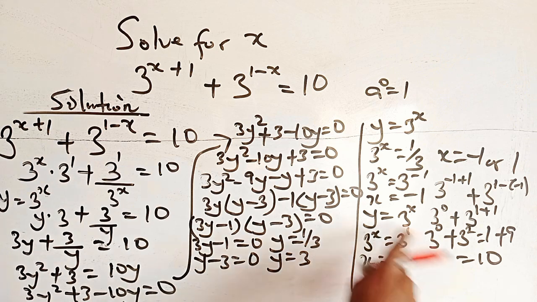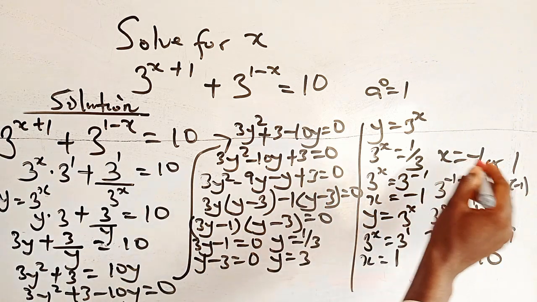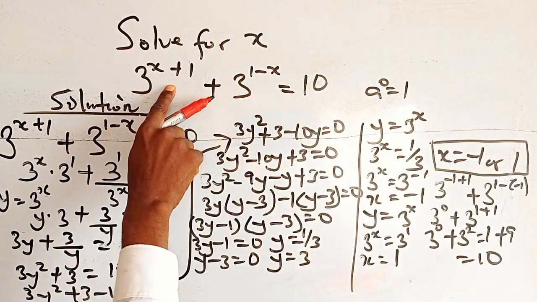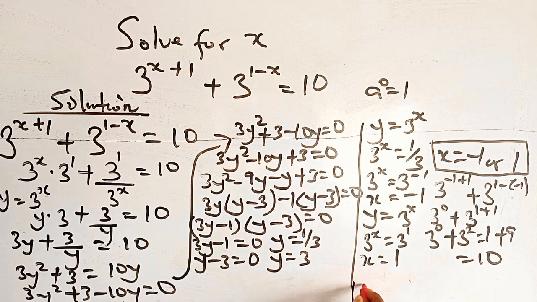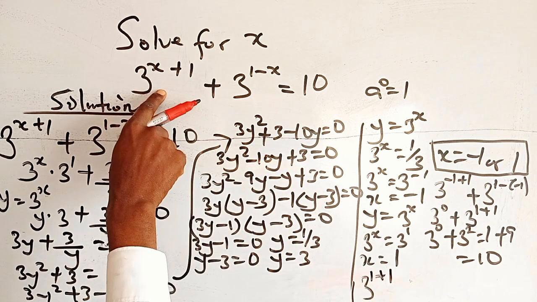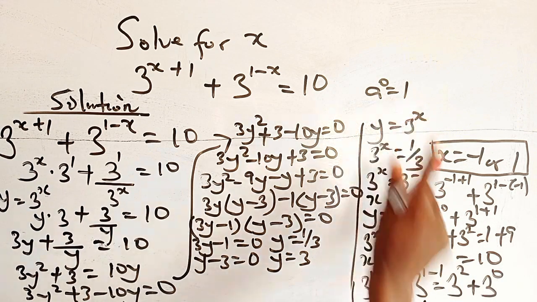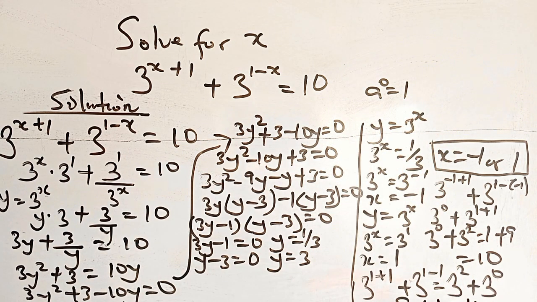In the second case, when x is 1, we plug in 1. We have 3 raised to the power 1 plus 1, plus 3 raised to the power 1 minus 1. So we have 3 raised to the power 2, since 1 plus 1 is 2, plus 3 raised to the power 1 minus 1, which is 0. For 3 raised to the power 2, we have 9, plus anything raised to the power 0, law of indices, is 1. 9 plus 1 equals 10.